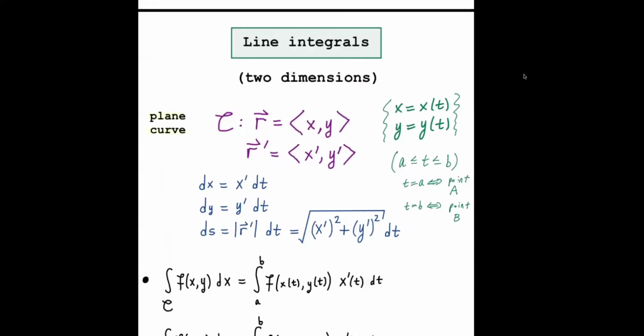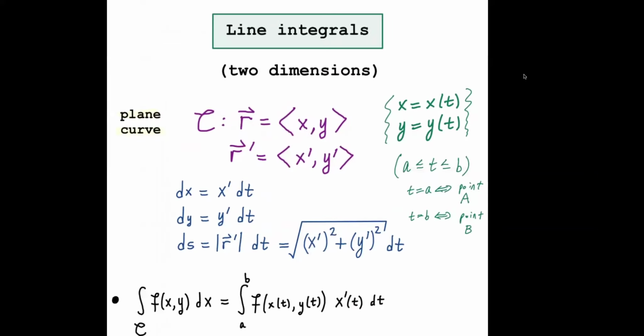If we start with a space curve, here in 2D, something like this, and we have a position vector which parameterizes the curve, we can always compute the velocity. Using this velocity, we have dx is x prime dt, dy is y prime dt, and ds is the speed times dt, which looks like this in terms of the derivatives of x and y.